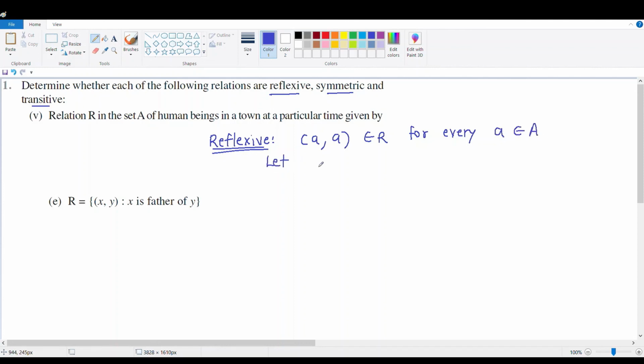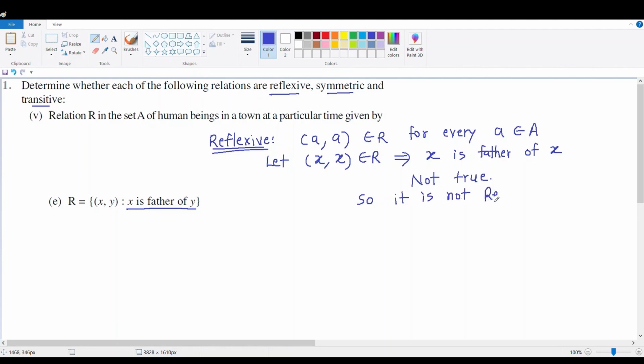So let's check. Let (X, X) belong to R. Now if (X, X) belongs to R, that means what? Which condition are we given? X is father of Y. So in this case, (X, X), we are saying that X is father of X. Oh, not true, right? How can X be father of X? So it is not true, and so it is not reflexive.